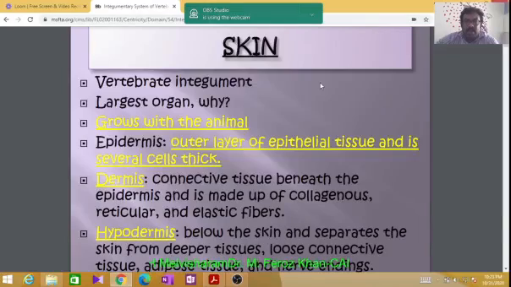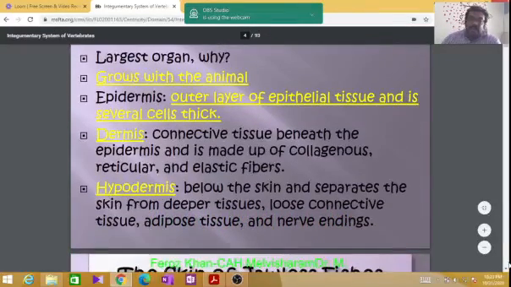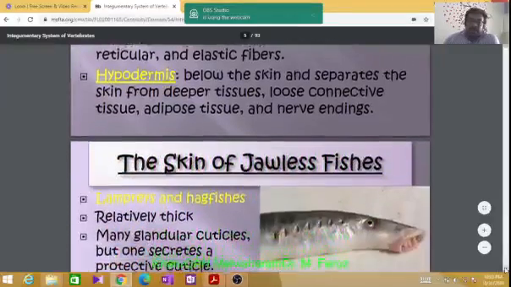Epidermis is the outer layer. It is made up of epithelial cells in several stacked layers, whereas dermis is made up of connective tissue, collagenous, reticular, and elastic fibers, whereas hypodermis is found deep inside the tissues. It's a loose connective tissue containing adipose tissue and various nerve endings.